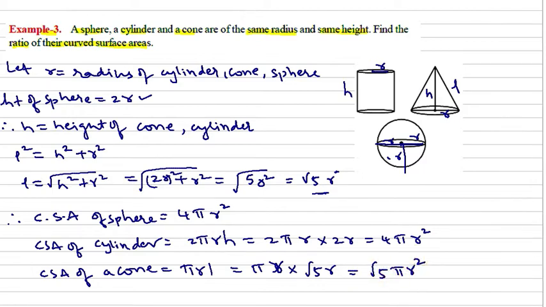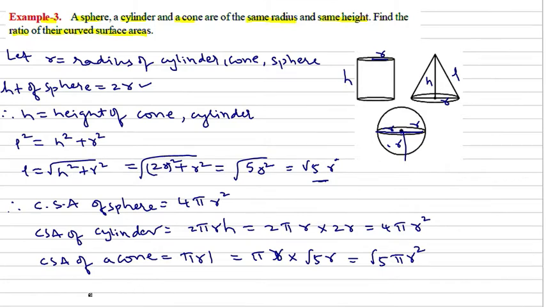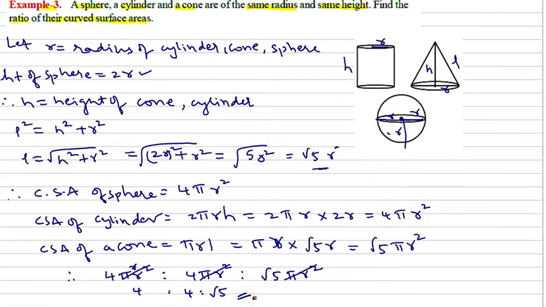Now we are going to find the ratio of these. Therefore sphere 4 pi r square, cylinder 4 pi r square, cone root 5 pi r square. So now we can cancel pi r square. So the ratio will become 4 : 4 : root 5. So it is the required ratio.